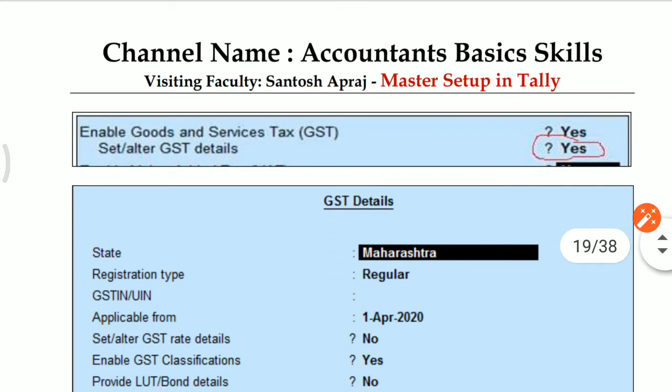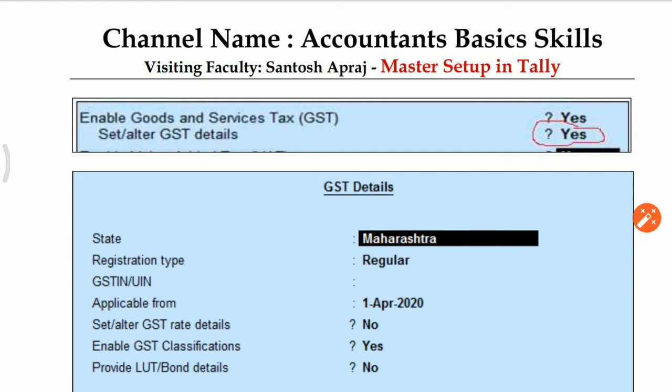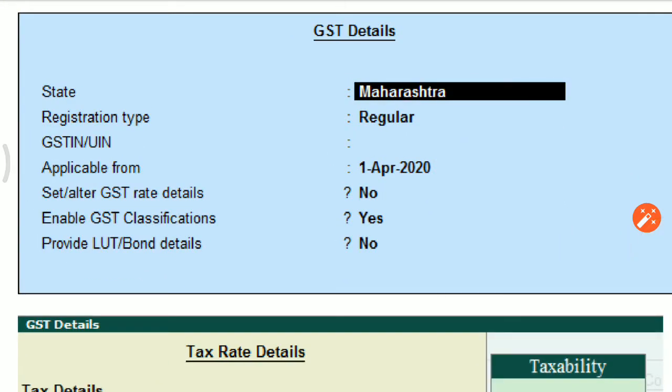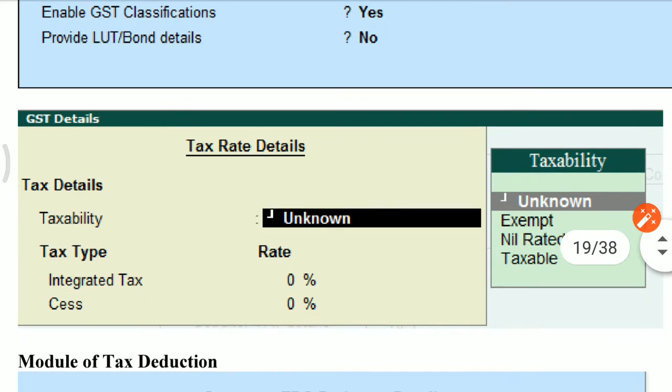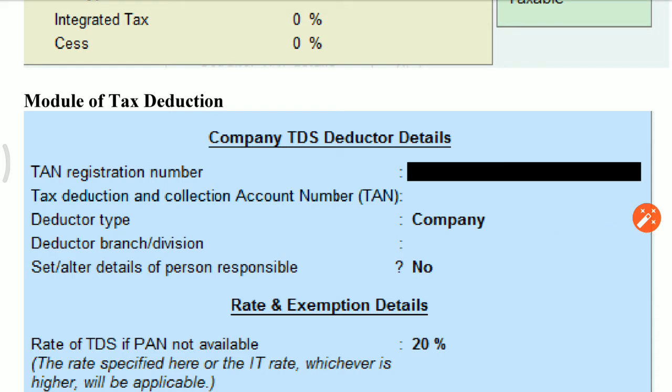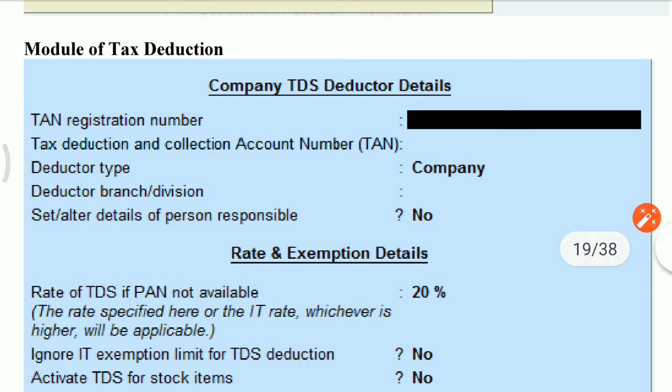In GST, when you activate set alter GST details yes, immediately the screen will appear. You have to update the details. I already informed you that when you press yes, then you have to give answers to new questionnaires. Then you have to update the details: GST number, applicable from, whether you want to alter GST rates, enable GST classification, provide LUT bond details. Then you have to update the GST details, rate. If you want to activate TDS options, then you have to insert TDS details in your Tally software: TAN, deductor type, branch, then set alter details.